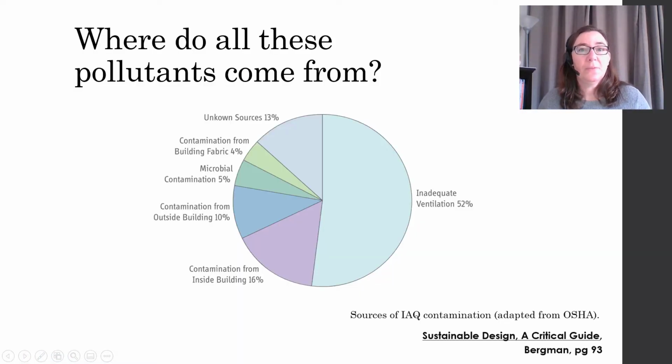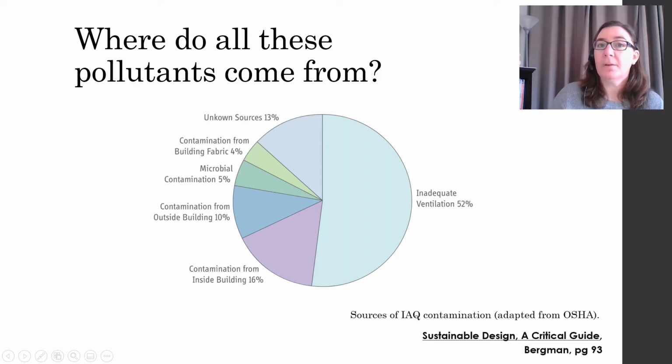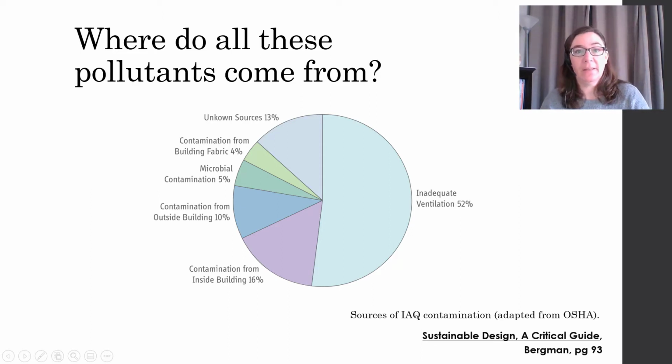There's some interesting data in your textbook about sources of IAQ contamination, adapted from OSHA data. And it turns out that most of the pollutants are due to inadequate ventilation of our homes and our indoor spaces, right? And after that, again, the largest percentage is going to come from sources within the building.